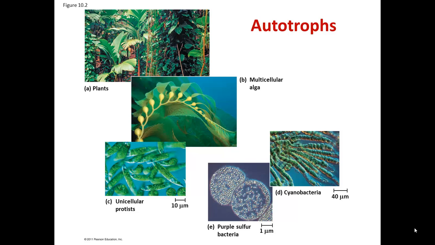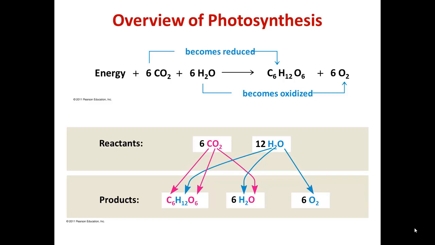So autotrophs can include photoautotrophs like plants and algae that use chlorophyll to capture energy from the sun to produce their own food, as well as chemoautotrophs, and these are organisms like the bacteria living in deep sea vents that produce their own food through other chemical processes. So our focus is going to be those photoautotrophs that use photosynthesis to produce their own food.